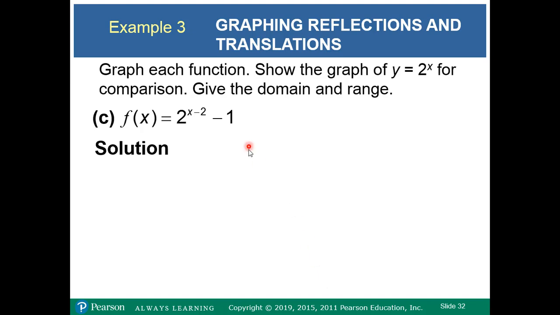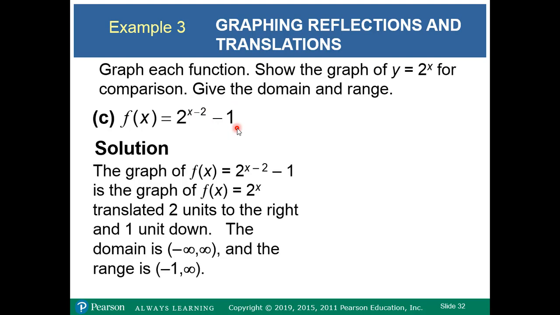Okay, now we're going to add one more thing. So now we're subtracting 2 from x, and then we're subtracting 1 from outside the function. So this is going to be a vertical shift down 1 unit. So again, we're going to start with our basic function of 2 to the x, and then once we sketch that, we're going to move it 2 units to the right and 1 unit down. Notice that if we move it down, the asymptote is going to go down 1. So the horizontal asymptote is going to move from the x-axis to y equals negative 1.